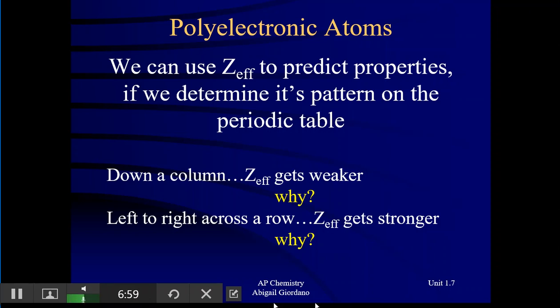That should be francium, the lower left. So let's flip that around. What element must have the strongest? That would be helium. Okay, so that's the trend, and if you can understand that, you can understand all the other trends.